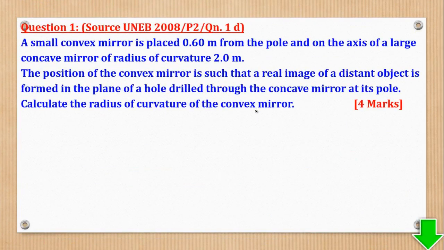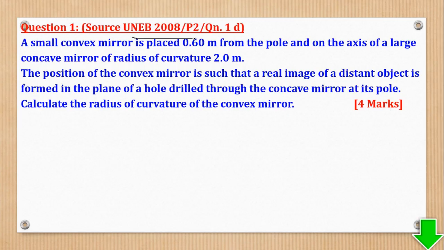Okay, so now that you have looked at the mirror formula, and the relationship between radius of curvature and the focal length, and you have also looked at the conventions, what should be negative and what should be positive, we can now go through the calculations.